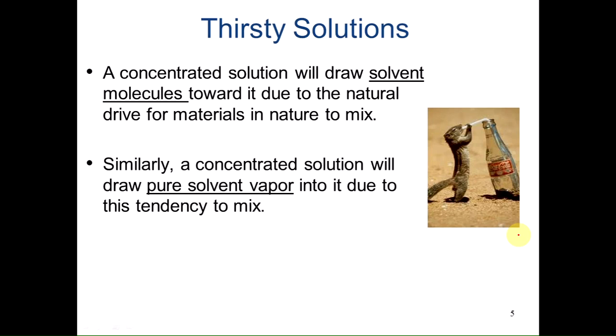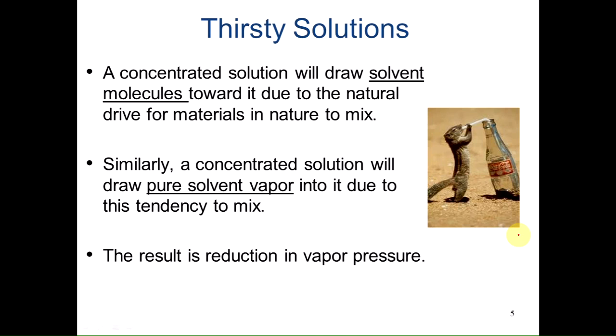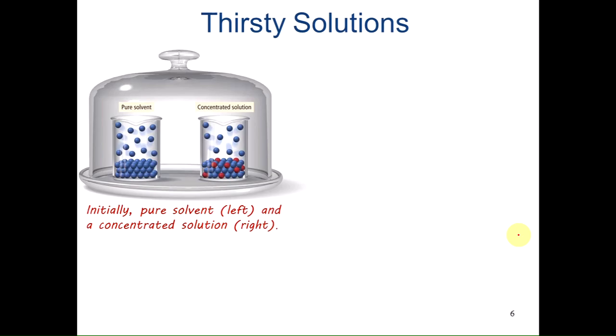Similarly, if we have a concentrated solution, it will draw pure solvent vapor into it, due to this tendency of things to mix. And when this happens, the result is a reduction in the vapor pressure, like we saw on the previous slide. So we call this kind of like a thirsty solution.